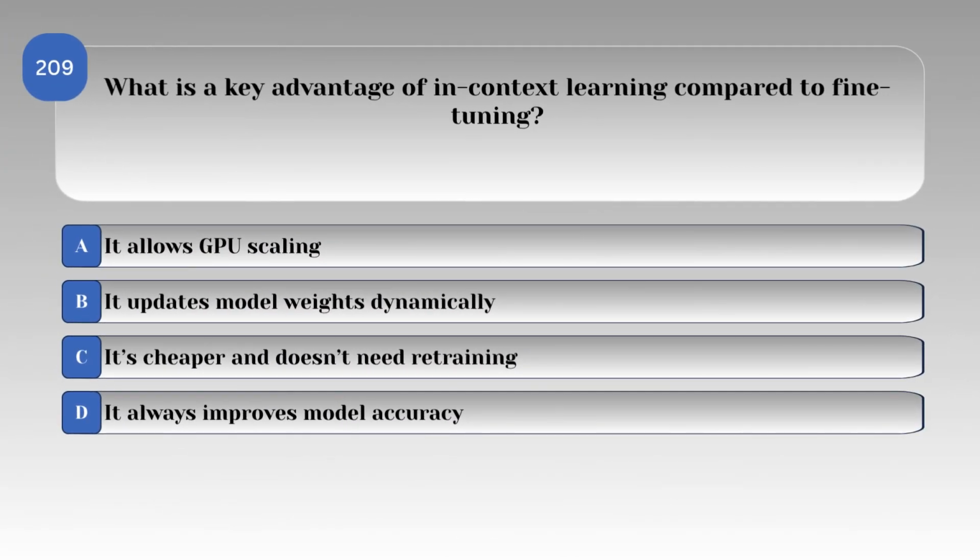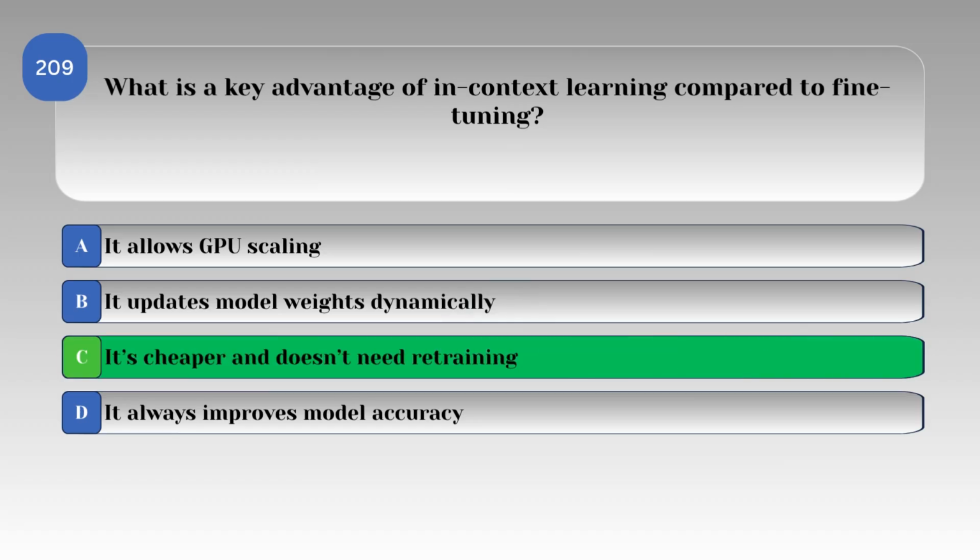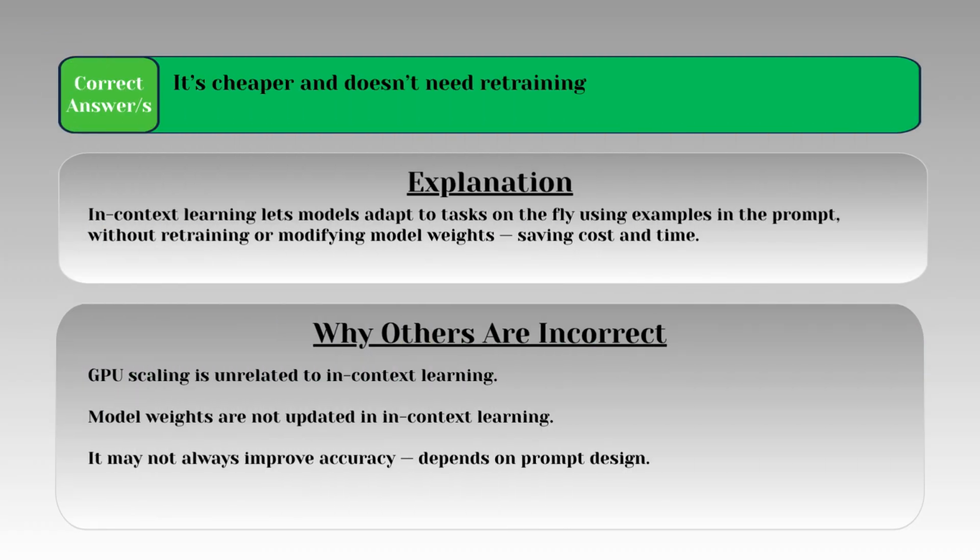What is a key advantage of in-context learning compared to fine-tuning? Correct answer: it's cheaper and doesn't need retraining. Explanation: in-context learning lets models adapt to tasks on the fly using examples in the prompt, without retraining or modifying model weights, saving cost and time.